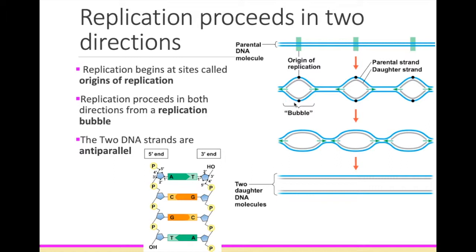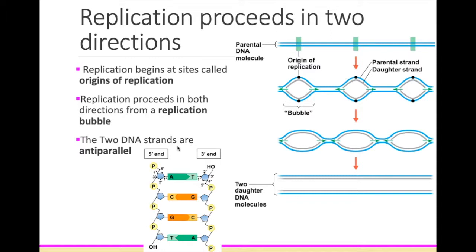So these create what's called a replication bubble, which is a small area of the DNA that has been separated. And the new DNA, that's the gray one, is being added in both directions at the same time. So as this proceeds, the bubble is going to get bigger and bigger until these bubbles eventually merge and we'll have two completely separate strands of DNA.